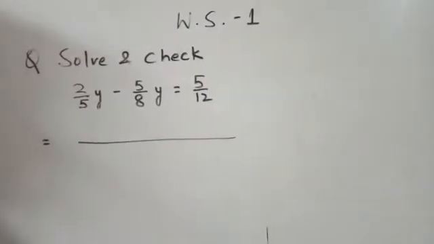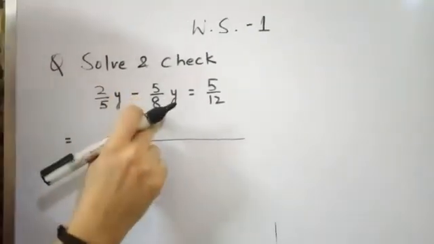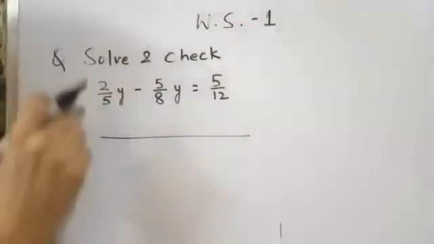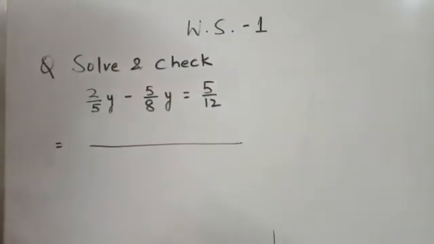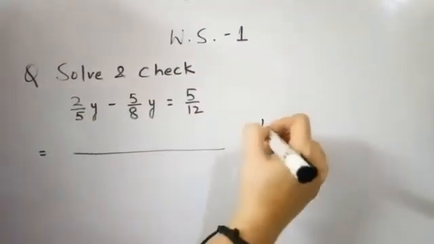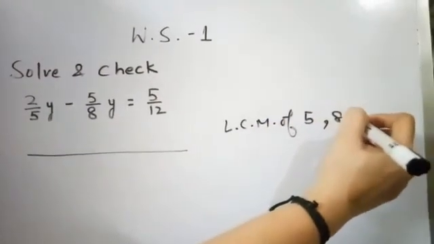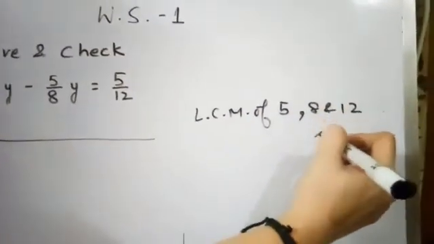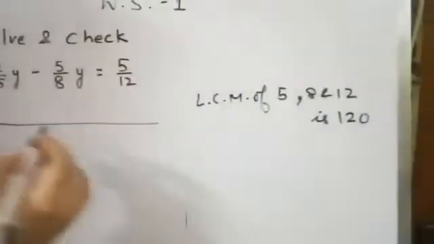Now the next question is again solve and check. Now in this equation we are having 3 terms and all the terms are in fraction. So first step is to take the LCM of the denominators. The LCM of 5, 8 and 12 is 120. You can take it out here.